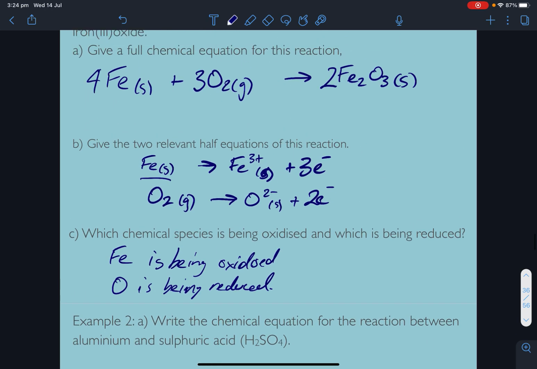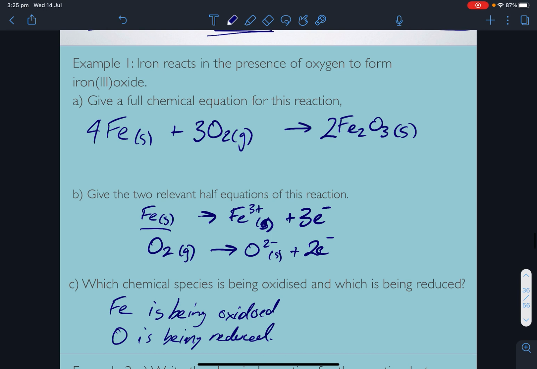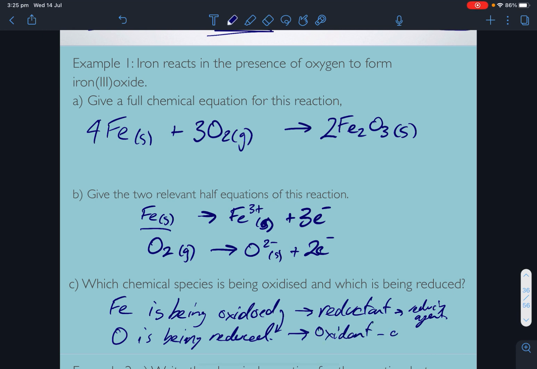Why don't I change this question to what is the oxidant and what is the reductant? I think I was just looking at the next question for that. So therefore, I'm going to add it in there. If iron is being oxidized, it's causing the reduction in its partner. So it's the reductant or the reducing agent. Should I write that next? Okay, oxygen is being reduced, so it's causing the oxidation. So it is the oxidant or the oxidizing agent.